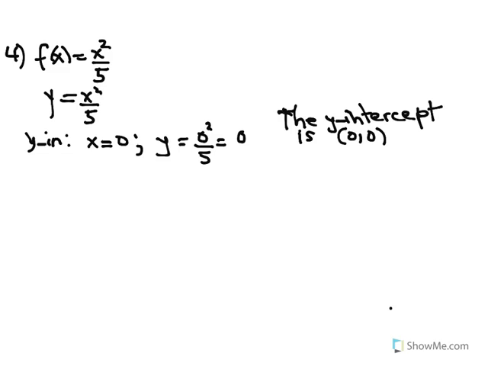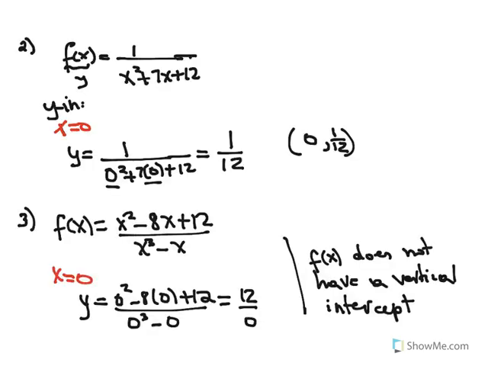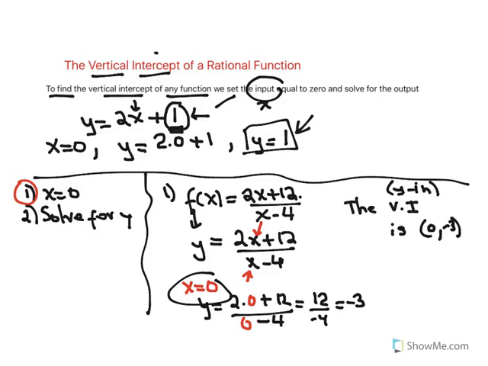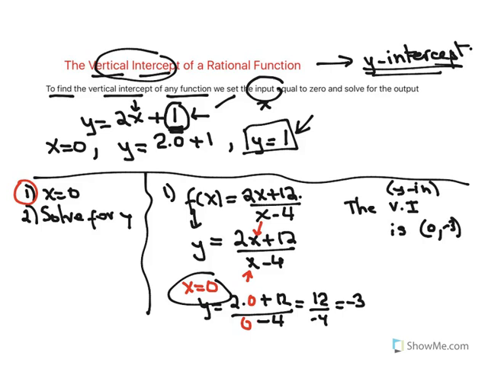Okay, so let's review what we learned. We learned about vertical intercepts. Remember, vertical intercepts are also called y-intercepts. You have been working with y-intercepts for a really long time. So the y-intercept of a rational function, you find it by making x equal 0 and solving for the output.